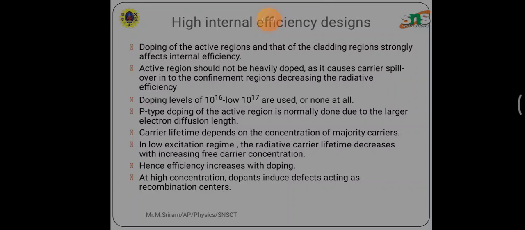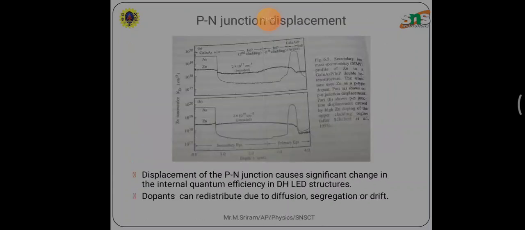So carrier lifetime depends on the concentration of majority carriers. So in the high injection regime, the radiative carrier lifetime decreases with increasing free carrier concentration, and hence efficiency increases with doping at high concentrations. Dopant-induced effects act as recombination centers, and this is a displaced p-n junction.